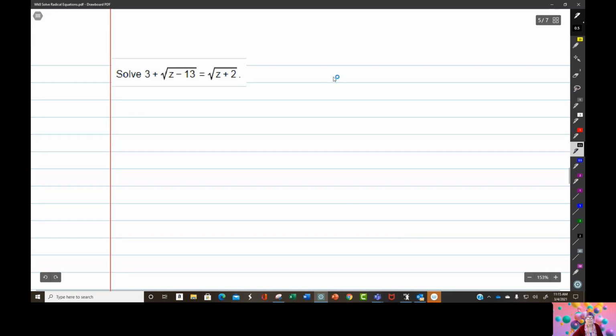Here we have two radicals. 3 plus the square root of z minus 13 equals the square root of z plus 2. Now this square root is isolated, it's all by itself on either side, right? All that matters is that one of your radicals is all by itself on one side of the equal sign, and it is. So we are now ready to square both sides because otherwise z is trapped in prison.